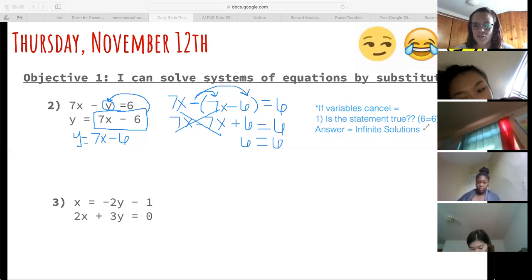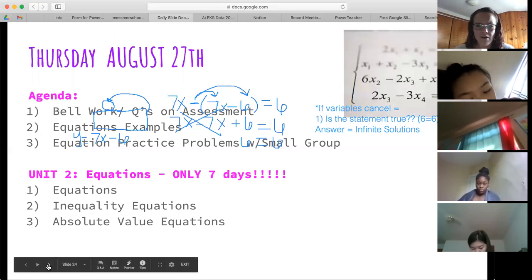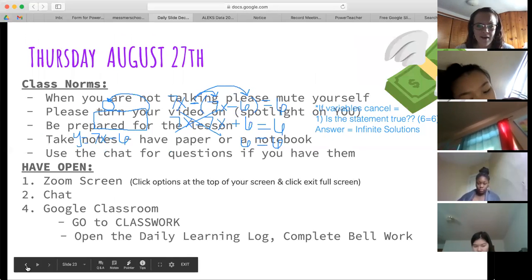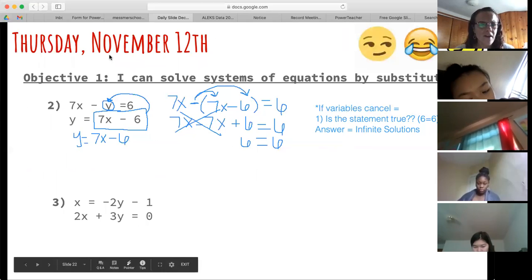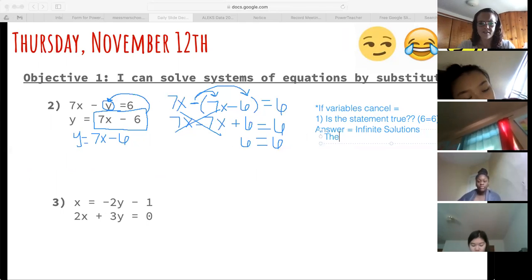So infinite solutions, let me go back to my text. Okay, infinite solutions, and these lines are the same. Okay, what happens though if the statement is false?